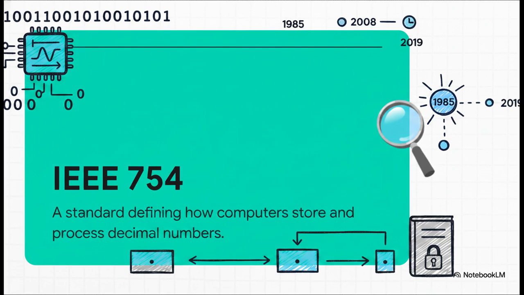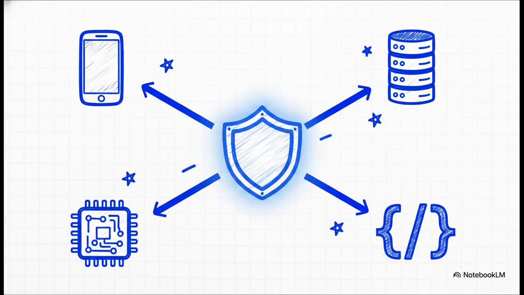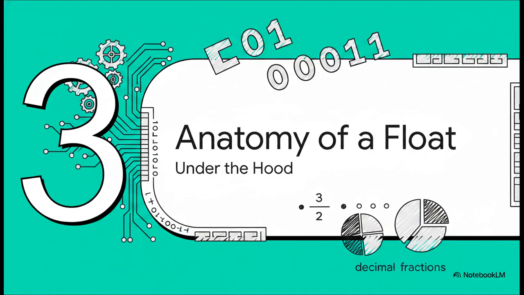it changed everything. And when I say it changed everything, I mean it became the undisputed global rulebook. Virtually every modern programming language, we're talking Python, Java, C, C++, JavaScript, they all use this exact standard for floating point numbers by default. And it goes even deeper than software. Every modern CPU, from the tiny chip inside your smartphone to the massive servers powering the cloud, is physically hardwired to follow IEEE 754.